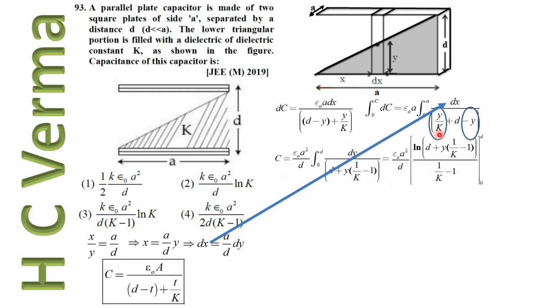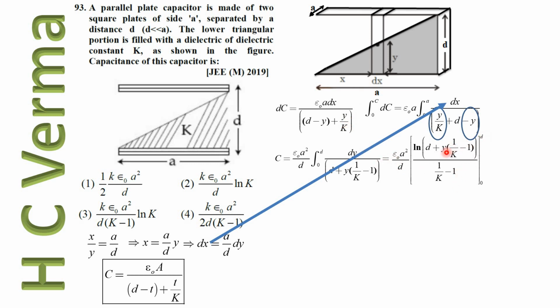Number one, y has been taken common. Number two, dx has been replaced by a by d into dy. Thirdly, since x has been replaced by y, the limit of x, which was from 0 to a, has been replaced with 0 to d. Okay. Now the next step is to put the limits.